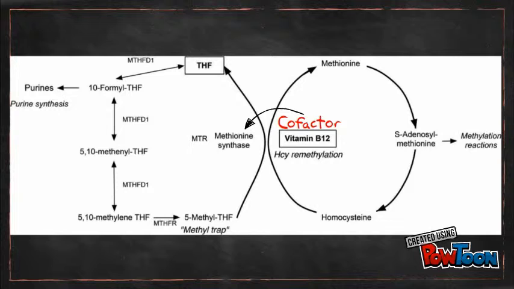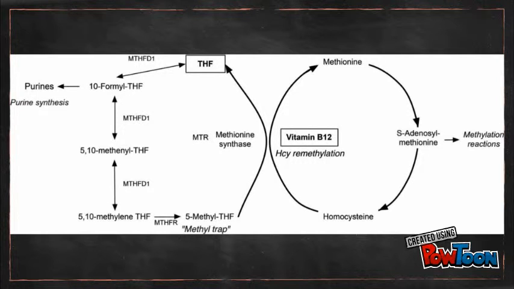Vitamin B12 is a cofactor for an enzyme called methionine synthase, or MTR. 5-methyl-THF transfers its methyl group to vitamin B12, which then transfers that methyl group to homocysteine, which turns into methionine. Methionine then reacts with an ATP molecule and becomes S-adenosylmethionine, or SAM, the universal methyl donor, essential for DNA methylation reactions. These methylation reactions are also important for hundreds of reactions, including the regulation of genes.